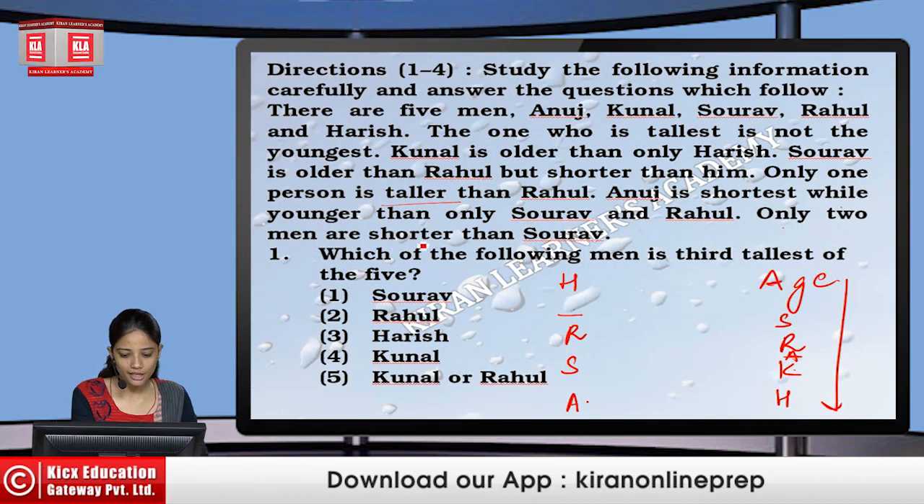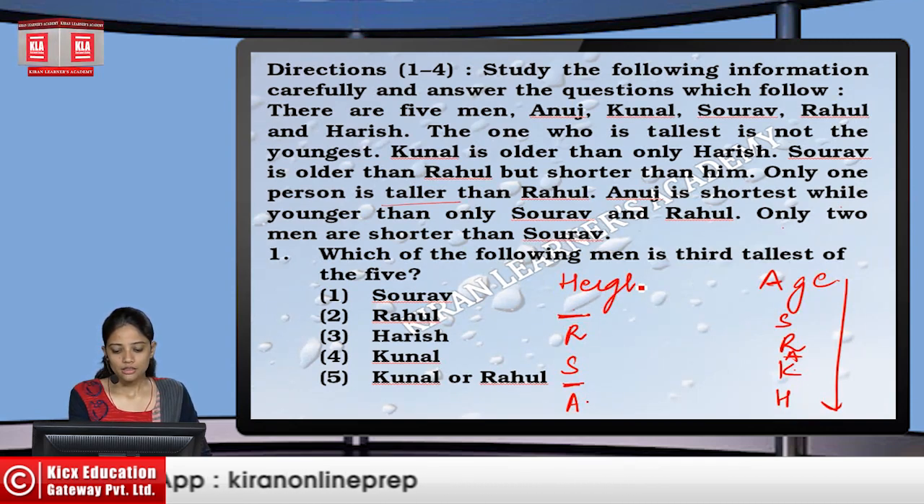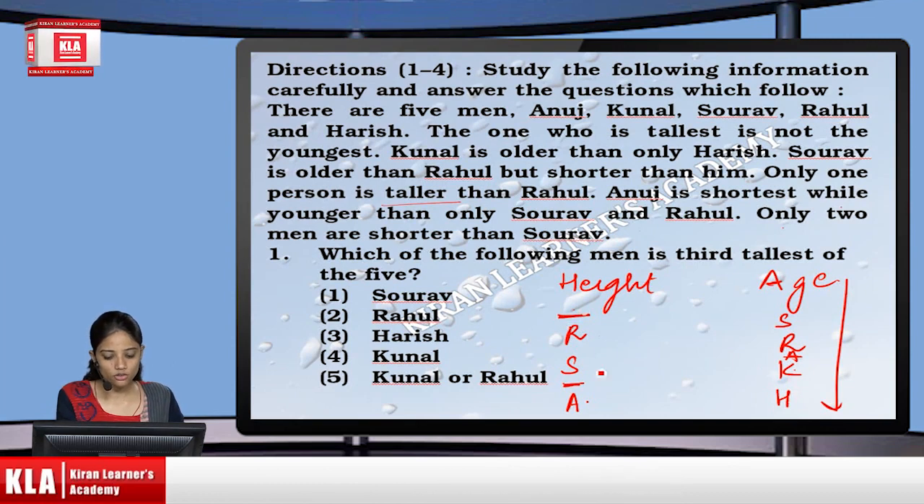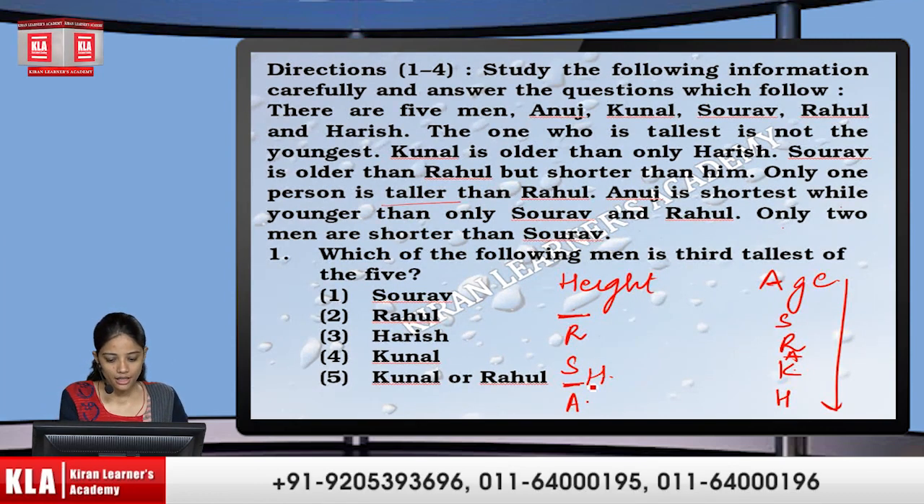Only two men are shorter than Saurabh. So we have one person over here, the other person is over here. So we have to fill the two blanks. But we know that Harish is not the tallest, so that means Harish will be over here, and the tallest is Kunal. So this ends the sequence.